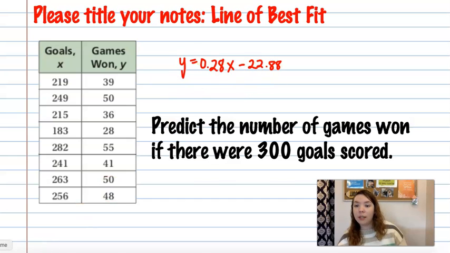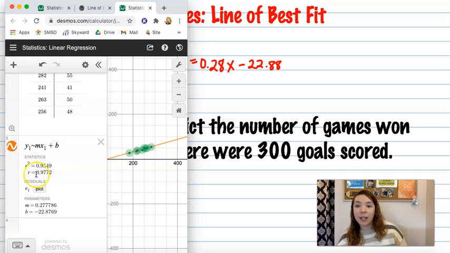Also, they're telling us that our R is 0.97, which is a really strong positive correlation. And then this R squared is telling us that this is about 95% accurate. Okay, so strong positive, 95% accurate.